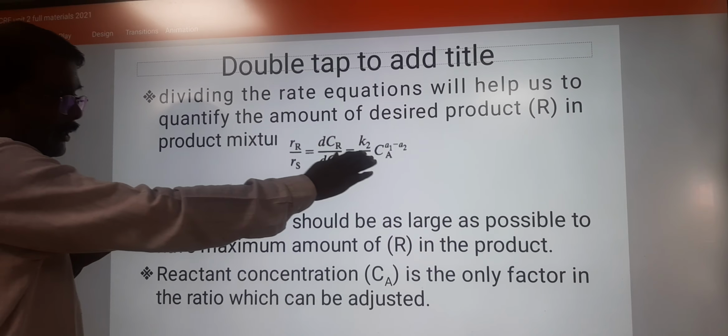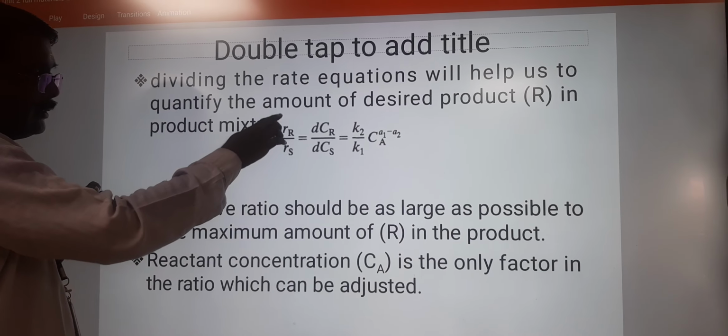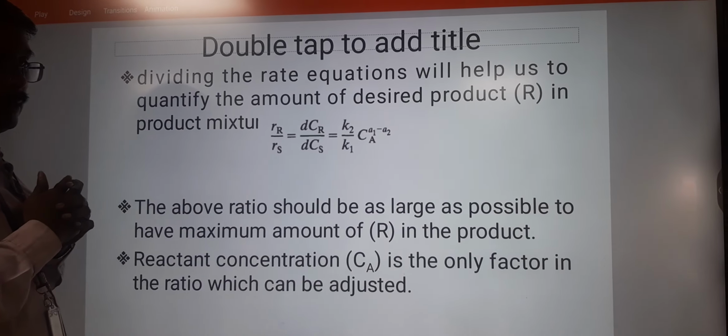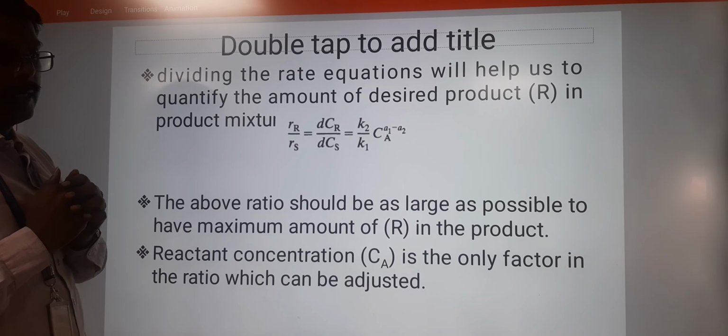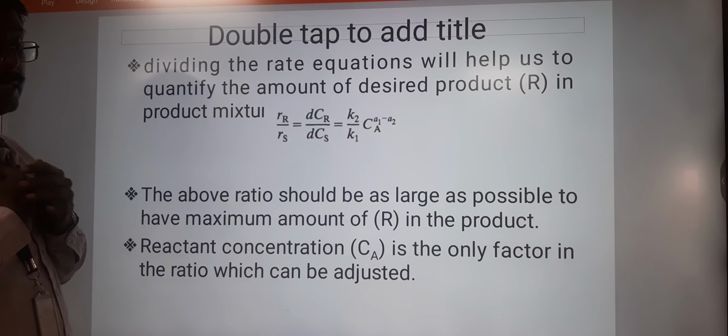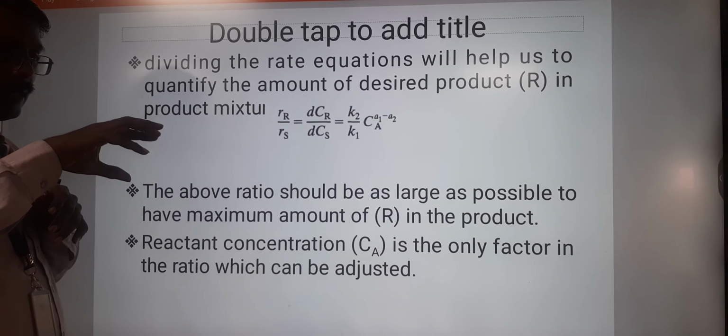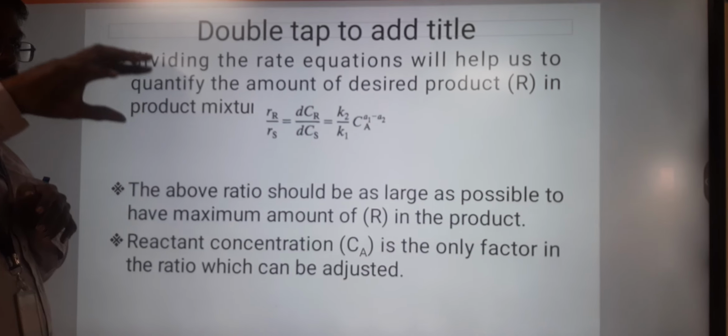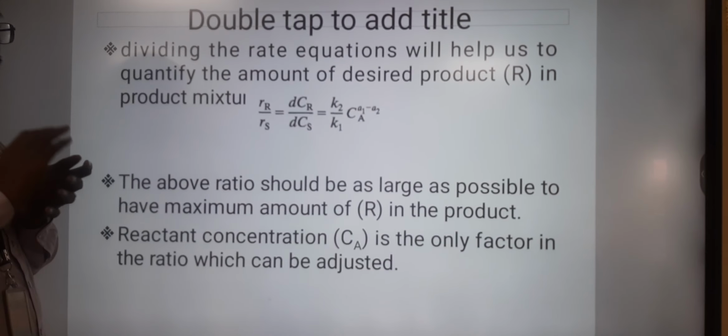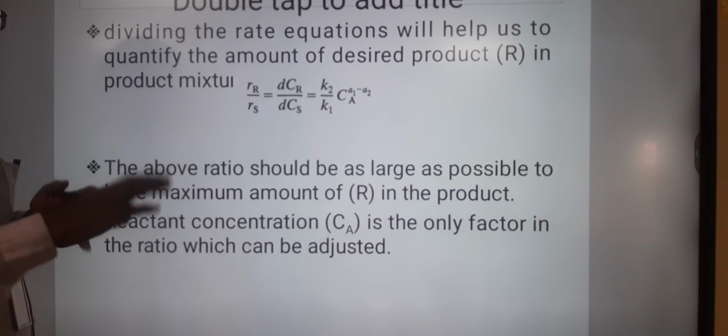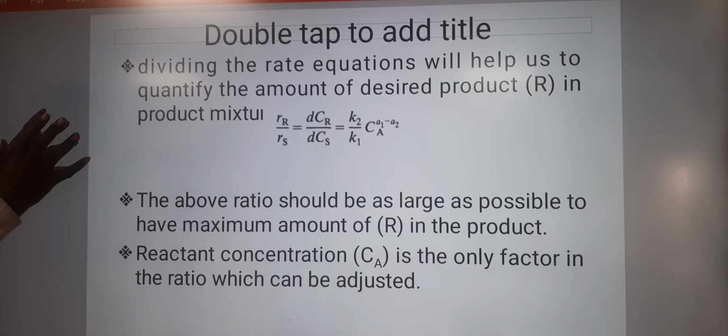That means if the concentration value is higher, then the ratio also becomes large. Accordingly we have to choose the reactor. Say for example, if I use a plug flow reactor, in a plug flow reactor the concentration of A will be at the highest level. It will be decreasing gradually only. That means the ratio also will be a better value. So like that I have to choose.